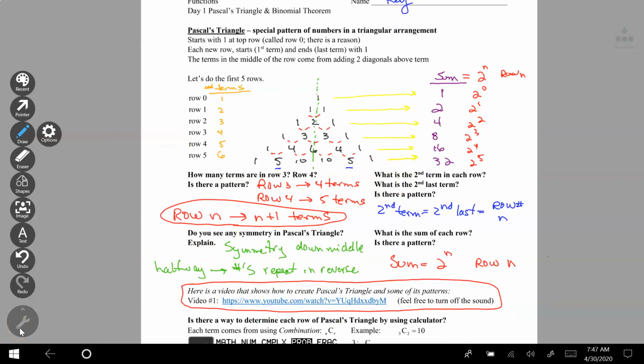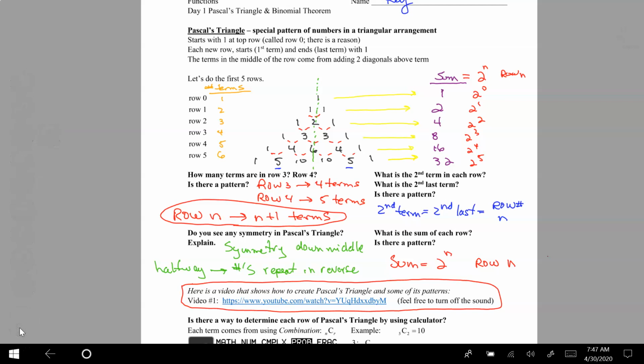And what I just boxed here in red is a short little video on how Pascal's triangle is created. They show you some of the other special patterns that happen in the triangle. You should watch it. I think it's not more than 2 minutes long. So please click on this or type it into your computer and watch this video.